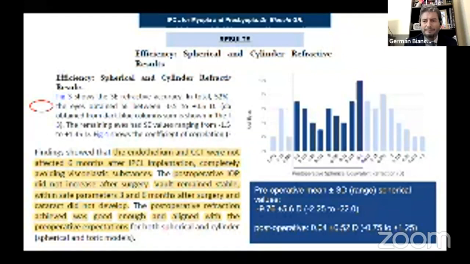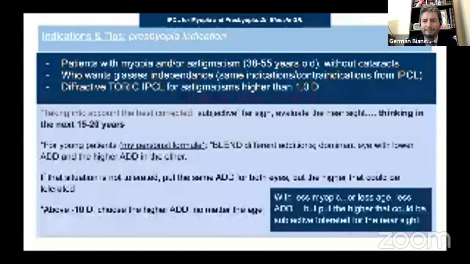For the patient who wants independence from glasses, I do a pre-op refraction, taking into account the best corrected subjective far vision. And I evaluate the near vision, not just for now, but for the next 5, 10, 20 years, depending on the age of the patient.